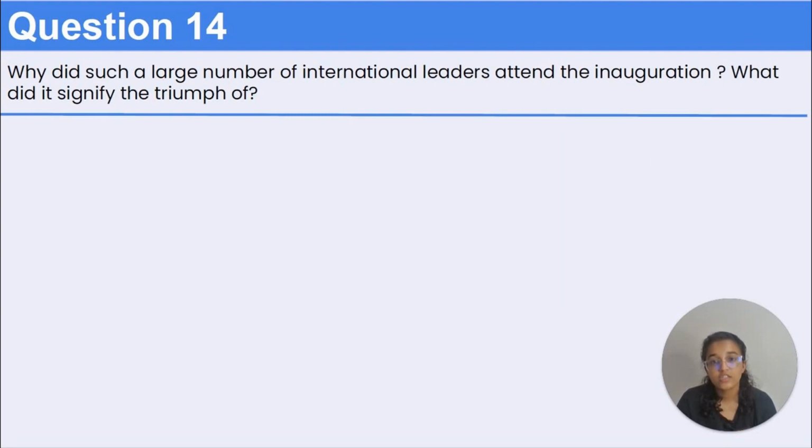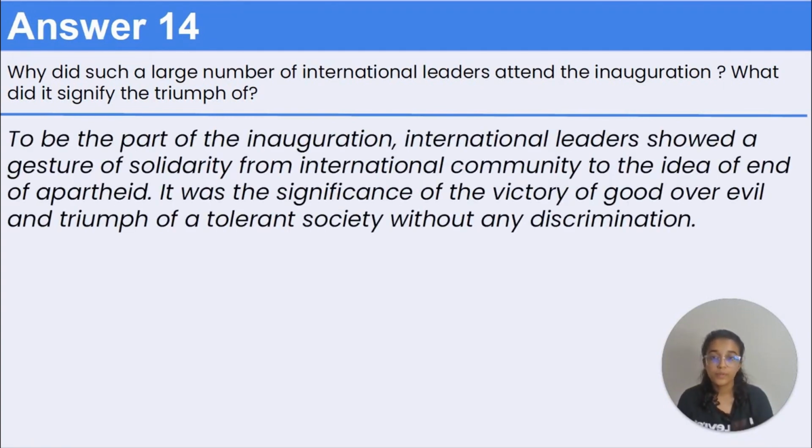Why did such a large number of international leaders attend the inauguration? What did it signify the triumph of? So, by being a part of the inauguration, international leaders showed a gesture of solidarity from the international community to the idea of the end of apartheid. It was the significance of the victory of good over evil and the triumph of a tolerant society without discrimination.